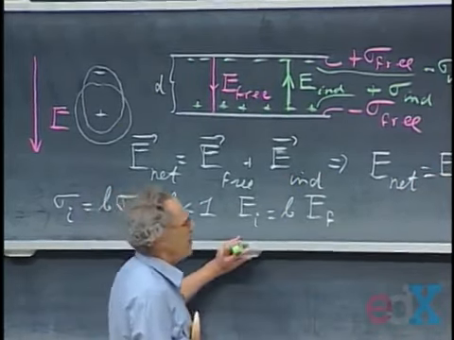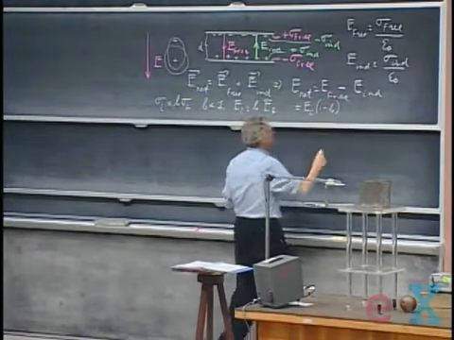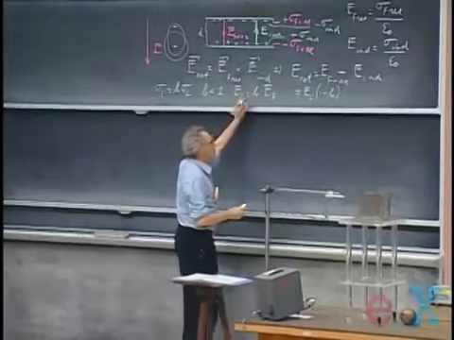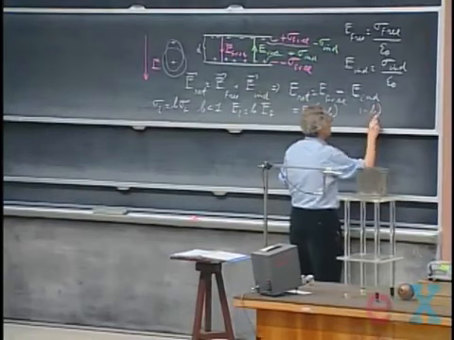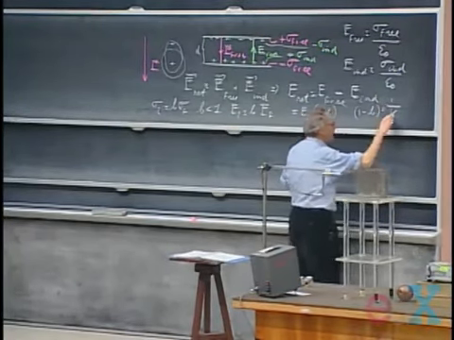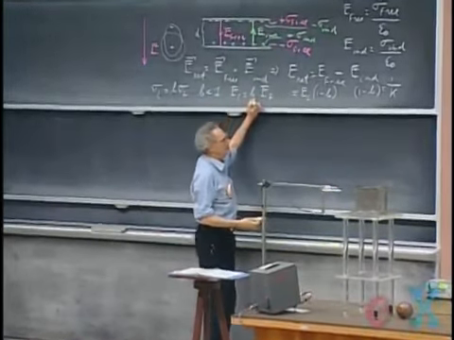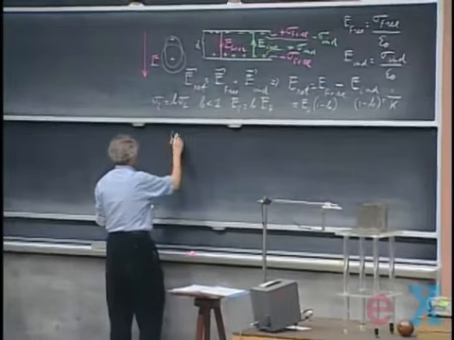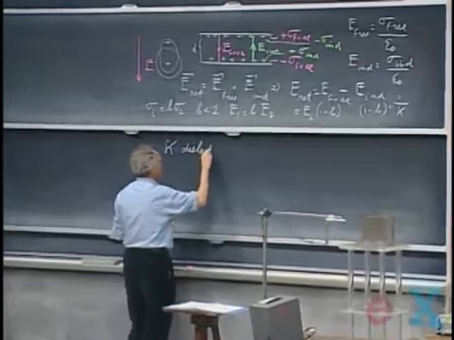And so now I can write down for E net, I can also write down E free times 1 minus B. And that 1 minus B now, we call 1 over kappa. I call it 1 over kappa. Our book calls it 1 over K. But I'm so used to kappa that I decided to still hold on to kappa. And that K, or that kappa, whichever you want to call it, is called the dielectric constant.